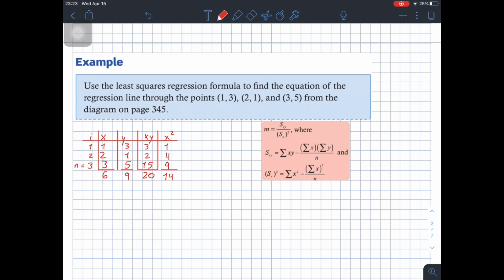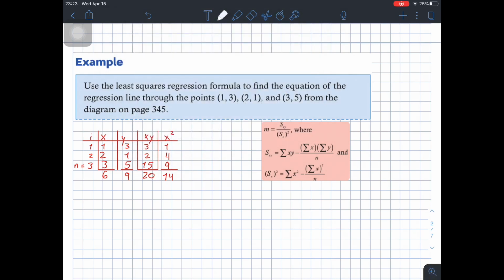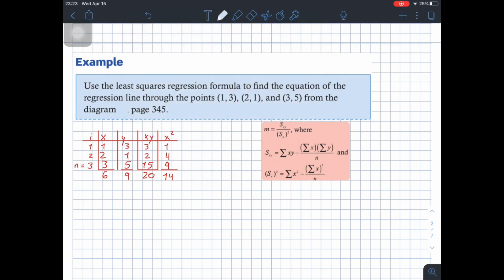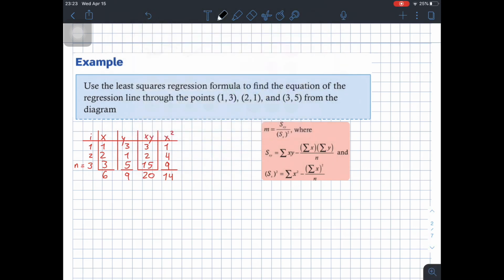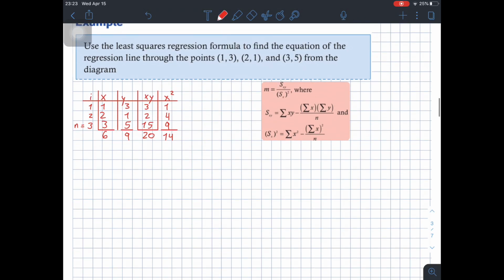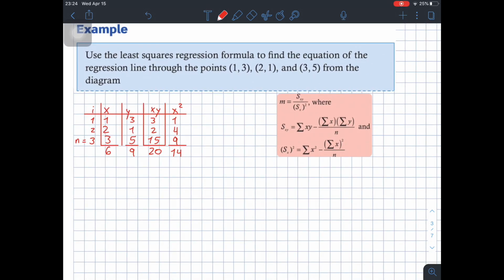From the diagram, okay, this is from another textbook, so I'm just going to erase the diagram. To make this a little bit shorter, I already prepared the table that we have to consider to apply these formulas. So we're just going to apply the formulas directly.